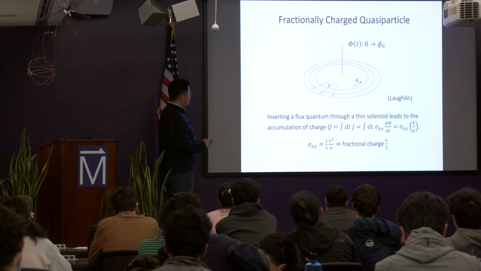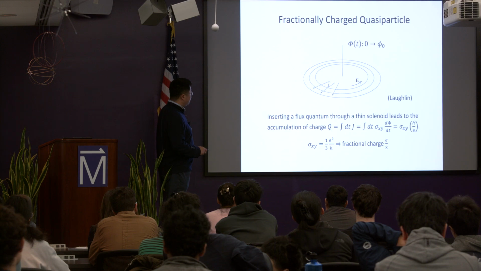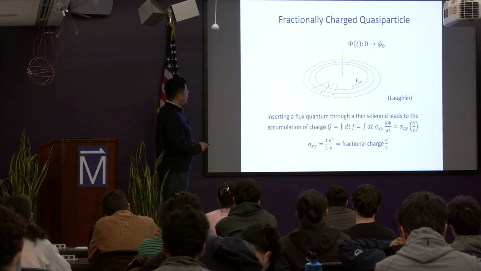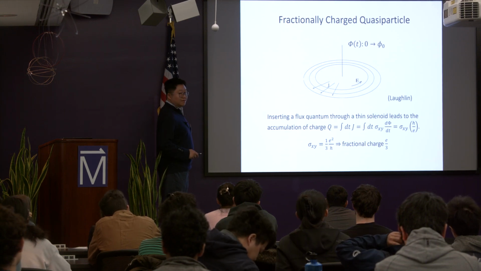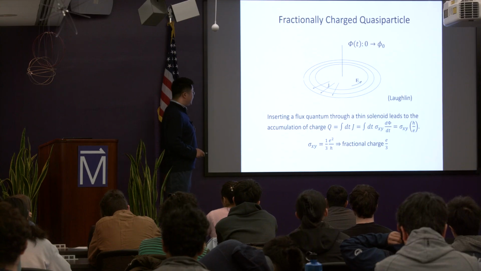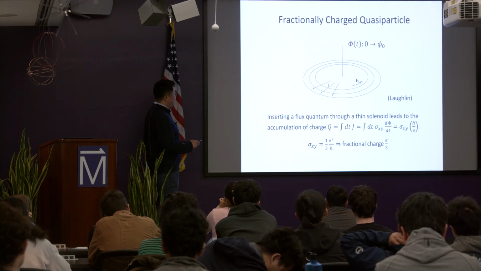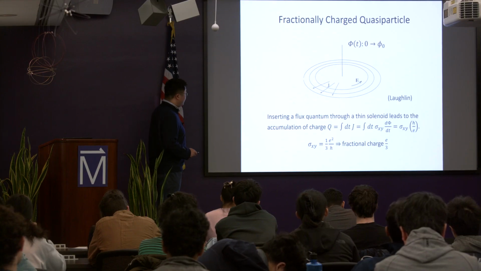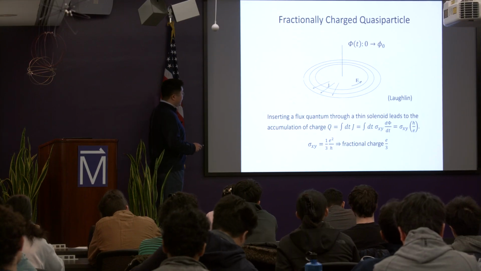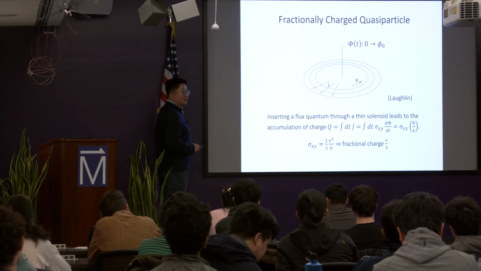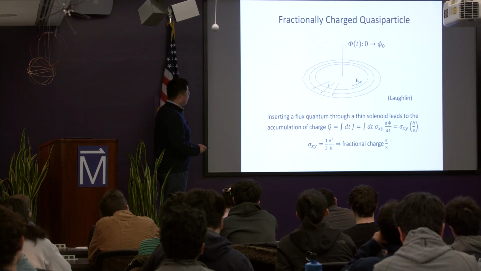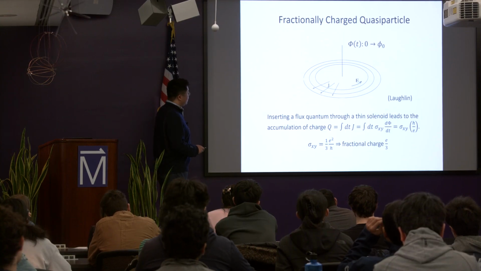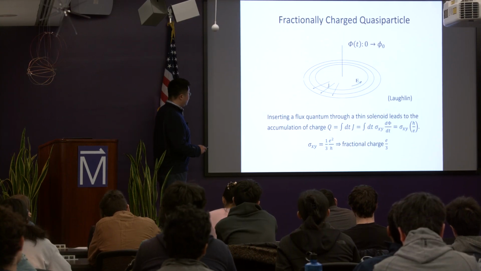Suppose, imagine we thread a flux quantum through a thin solenoid, and we turn on the flux of the solenoid from 0 to 1 flux quantum. And this time-dependent flux then generates a circulating electric field in the circumferential direction. And because of the quantized Hall response, this circumferential electric field then drives current in the radial direction.